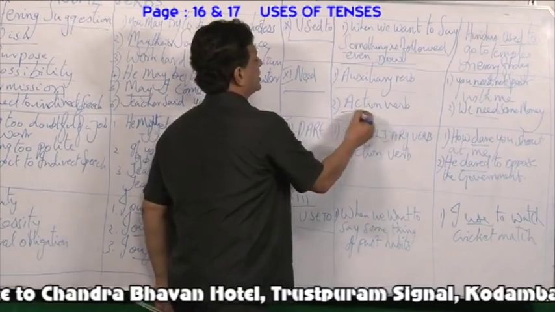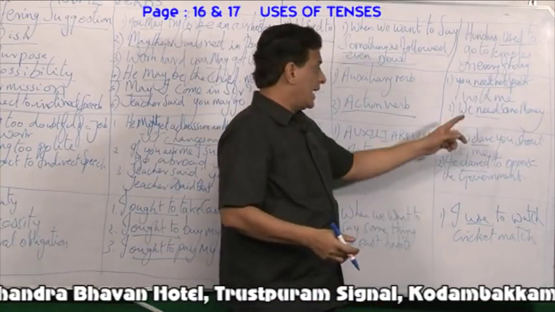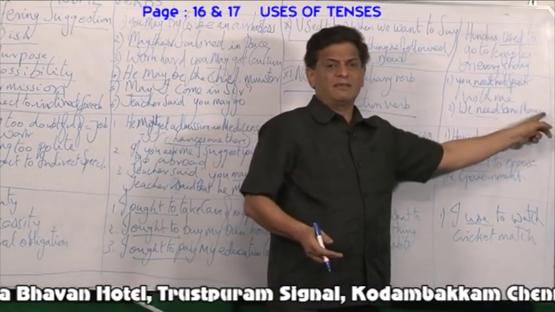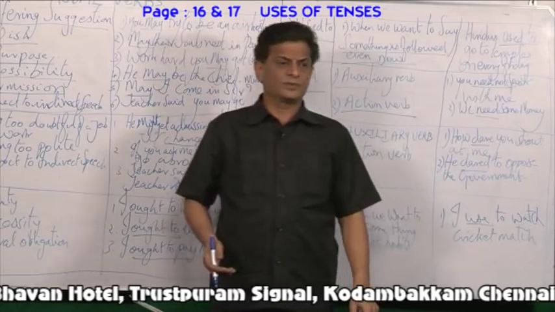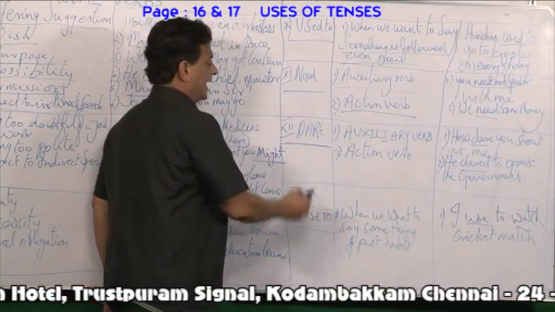Then as an action verb, like eat, sleep, talk, jump. As an action verb, you use need. We need some money. So next, you are using the modal verb dare.